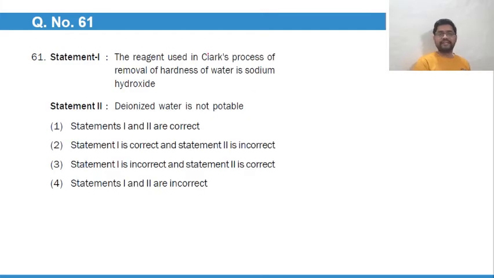61. The reagent used in Clark process for the removal of hardness of water is sodium hydroxide. False. It is calcium hydroxide, that is slaked lime. Deionized water is not potable, that is true. So statement 1 is incorrect, statement 2 is correct. We'll go with option number 3.